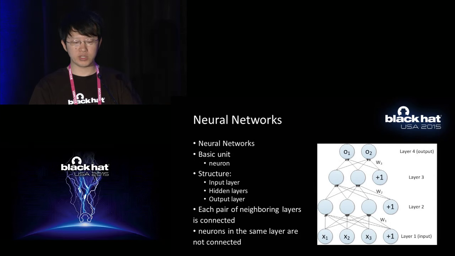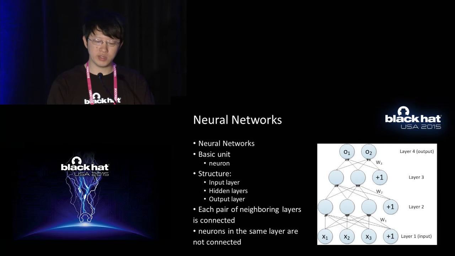Each pair of neighboring layers is connected. We call the weight of connection parameter W. The so-called training is getting a set of optimal W. Neurons in the same layer are not connected. That's the characteristic of the neural network.